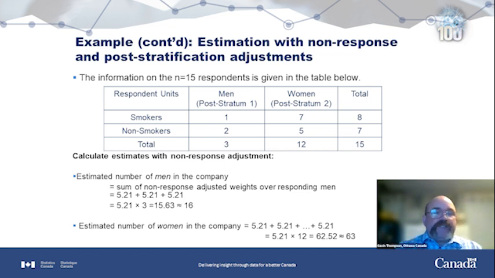However, if we go down under this table, we can start doing inferential statistics, where we're doing estimates on the population. 5.21 is the weight. If we multiply this by 3, which is the number of males, we get 16. So we're estimating that there are 16 males in this company. For the number of women, we estimate that there are 63. So this gets us up to 79, which is slightly higher than the known total for the business, which was only 78. But that's because of rounding.